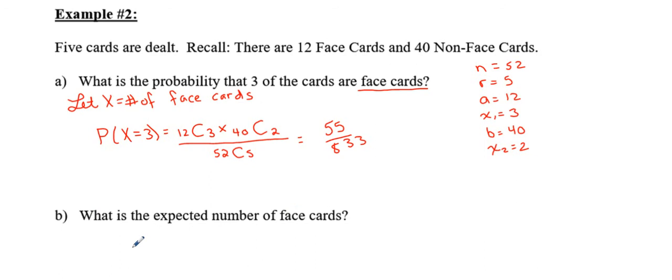And the expected number of face cards, so that's E(X). Oops, we should say the probability first, for communication, is 55 out of 833. And if you want to round that to 3 decimal places, you can. And that would be equal to approximately 0.066.